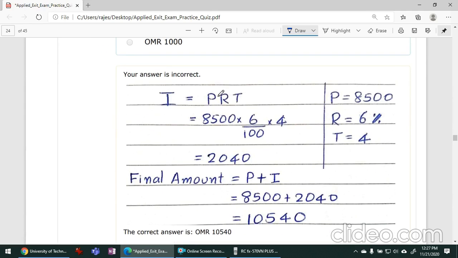So this is the rule, I equals PRT. Put the value of P, 8,500 into 6 divided by 100, because 6% means 6 by 100, into 4. So just multiply, you will get 2040. So this is only the interest. I want the final amount: deposited plus the extra interest. So 8,500 plus 2040 is 10,540.